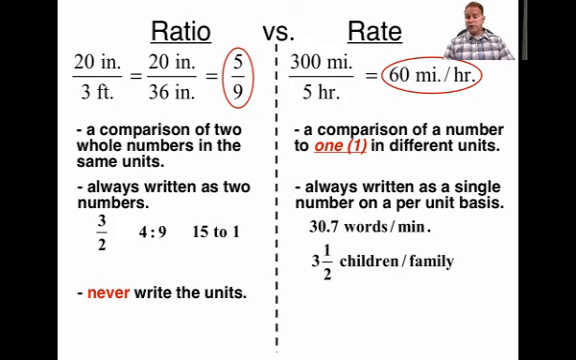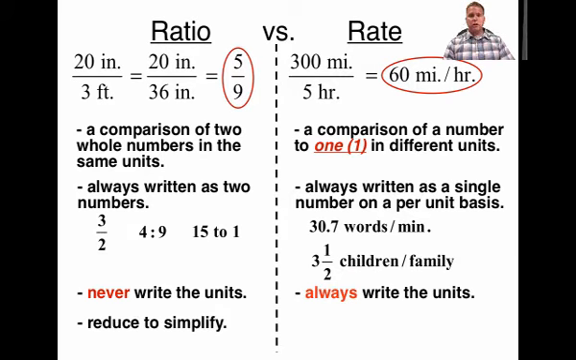In ratios, you never write the units. In rates, you always write the units. Ratios, you reduce to simplify. Rates, you divide to simplify. So while they might look alike, they are really very different.